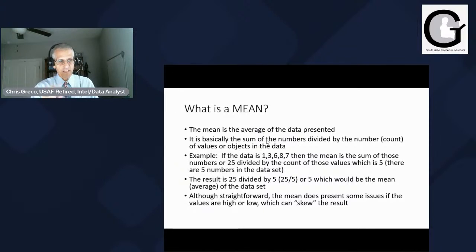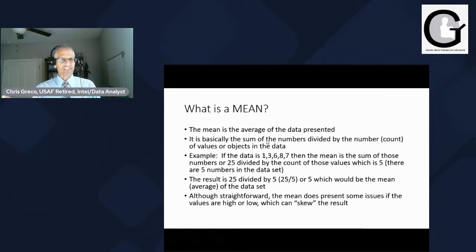So let's start with a very simple aspect: what is the mean? The mean is basically the average of the data that is presented. It is the sum of the numbers or objects, divided by the count of the values in the data. So if the data is 1, 3, 6, 7, 8, then the total added up is 25, divided by the count, which is 5, so 25 divided by 5 gives the average. It's just simple data. Very rarely will you see data with just 5 numbers in it, but that's basically what you have.